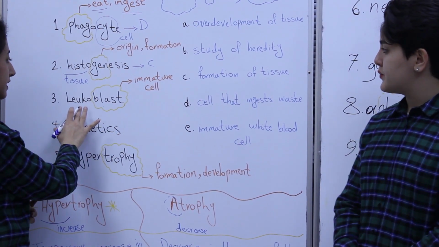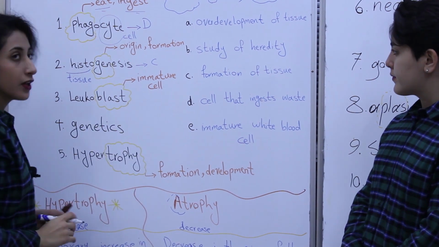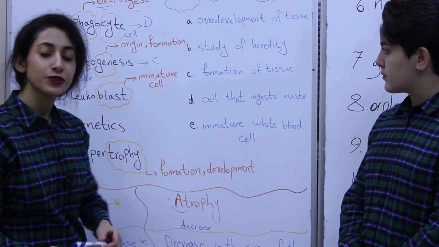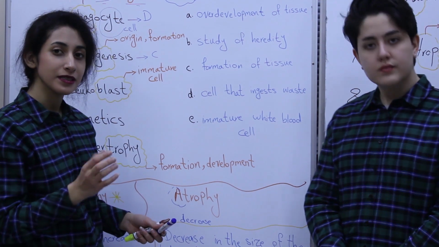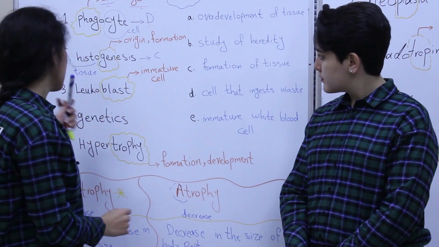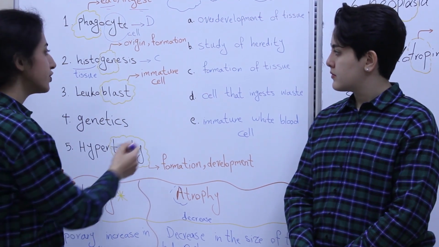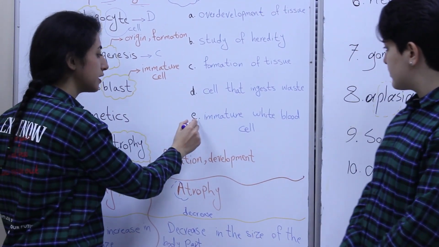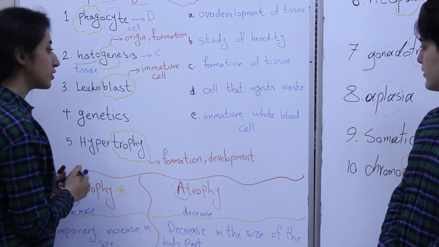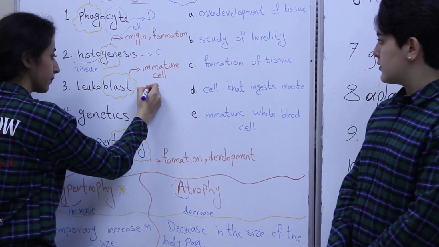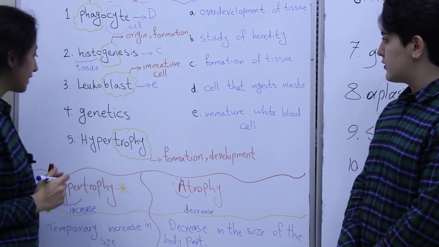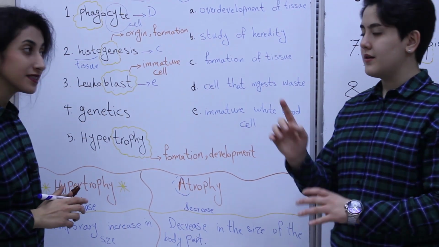The next one is leukoblast. Leuko refers to the leukocyte and means the white blood cells, and blast is the root that means the immature cell. Which one is the answer? E is the answer, immature white blood cell. The next one is genetic, that is the science.